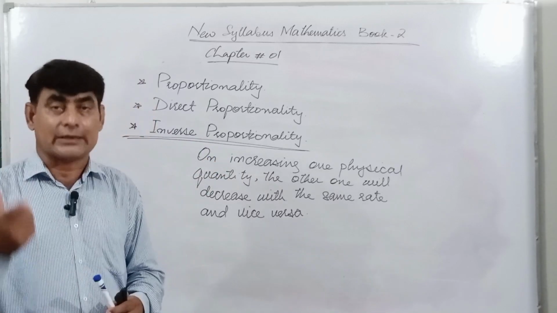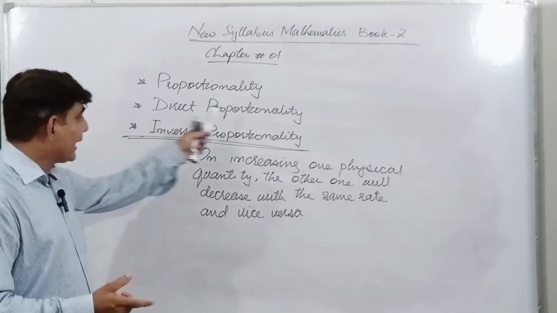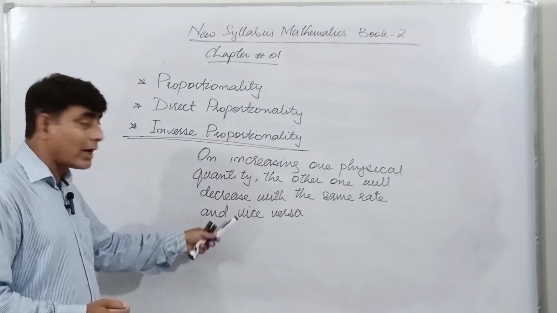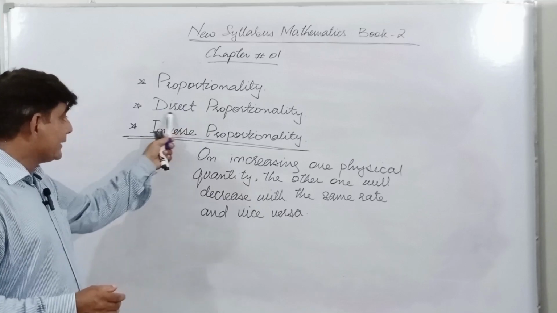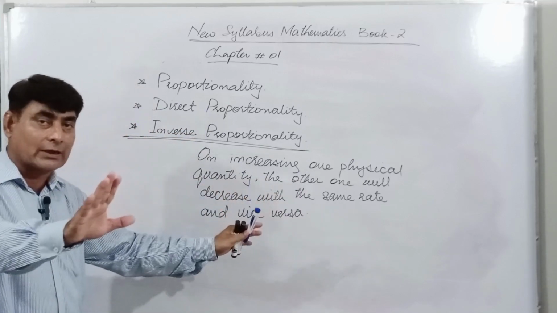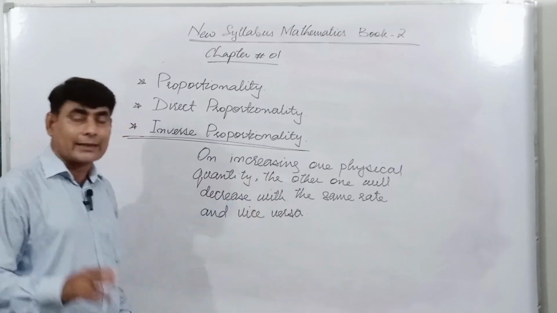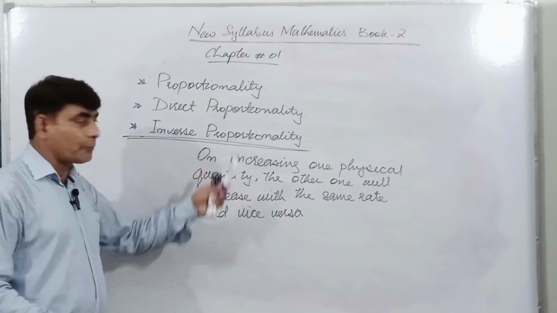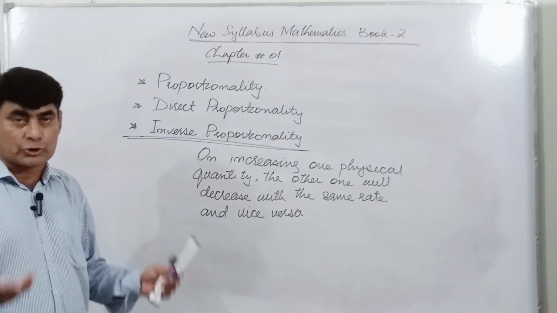And in comparison, if you have done direct proportionality, you can easily remember this one in comparison to that one. So over here in direct proportionality, on increasing one, the other one will increase with the same rate. On increasing one, the other one will decrease with the same rate. This is inverse proportionality, also known as indirect proportionality.